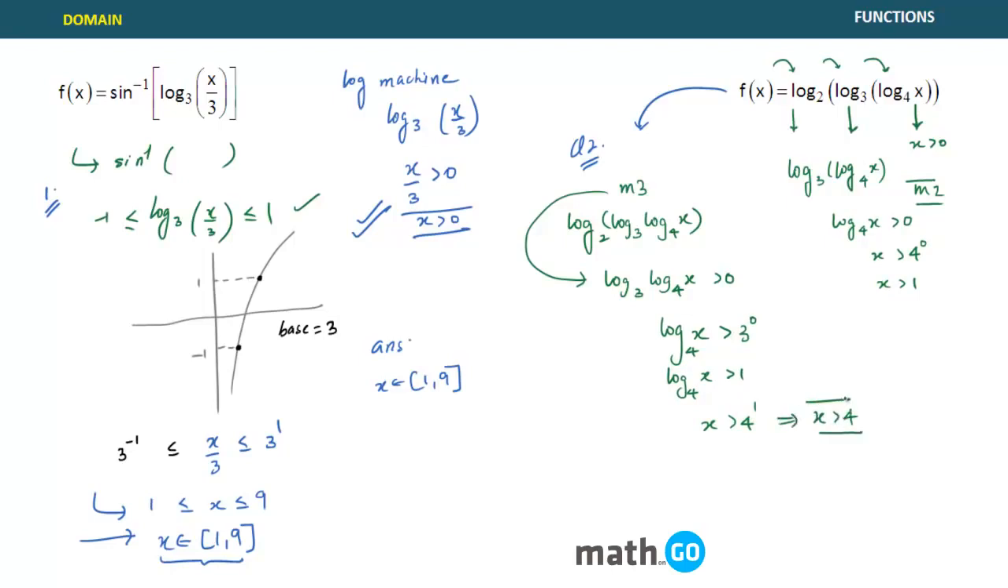So now you have the answers for all the 3 machines. Machine 3 says I'll work when x is greater than 4. This one says I'll work when x is greater than 1. The third machine says I'll work when x is greater than 0. All the 3 machines will work when? Yes, the answer is x greater than 4.